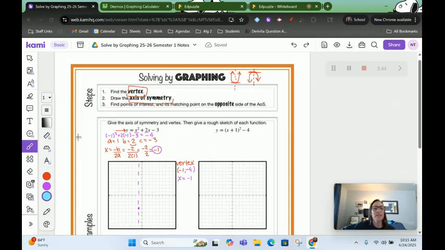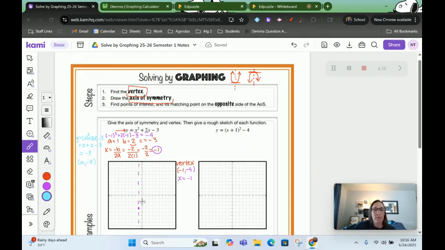So if I put 0 in for x, I get 0 squared plus 2 times 0 minus 3. I know 0 squared is 0. I know 0 times anything is also 0. And then I'm subtracting 3. So when I plug that 0 in, I get a -3. So when x is 0, my y value is -3. That's how I find that point.